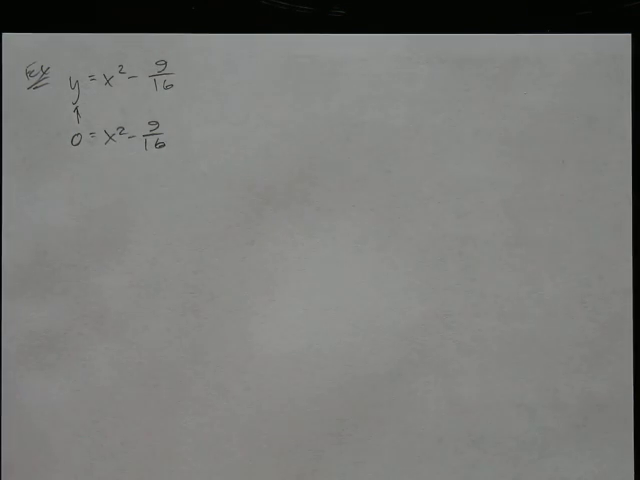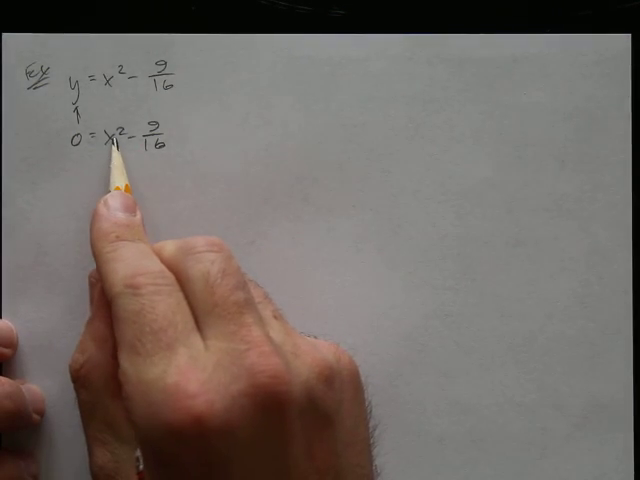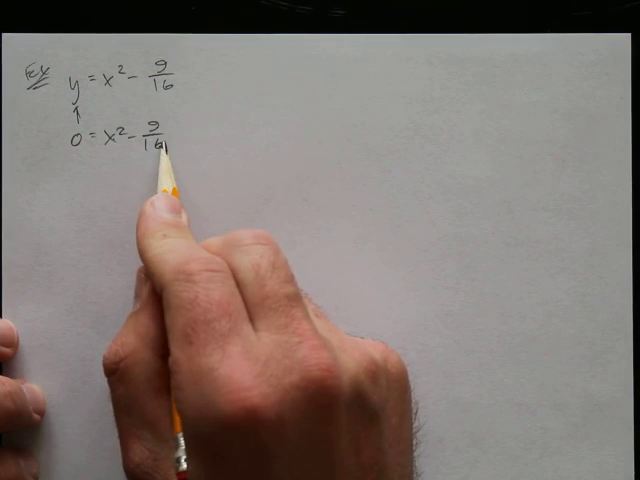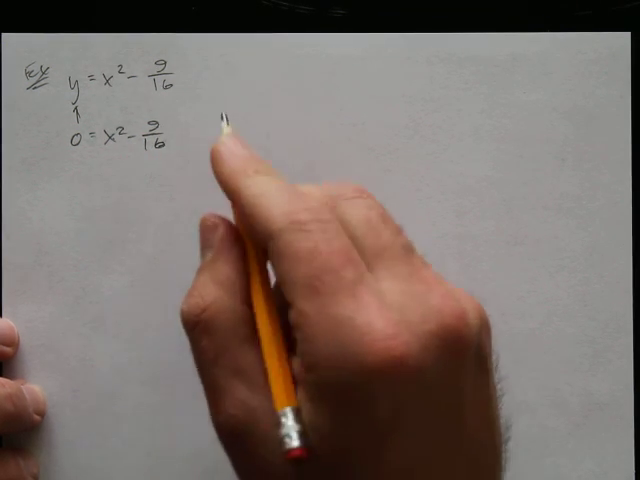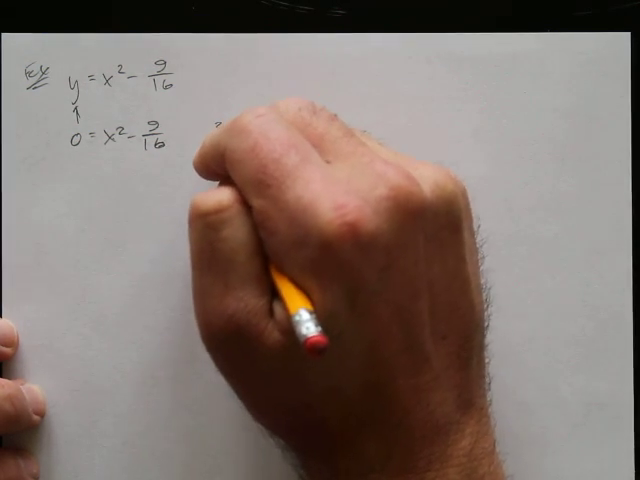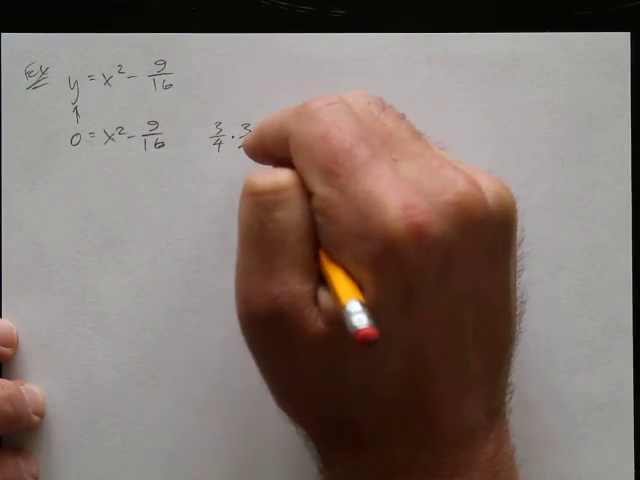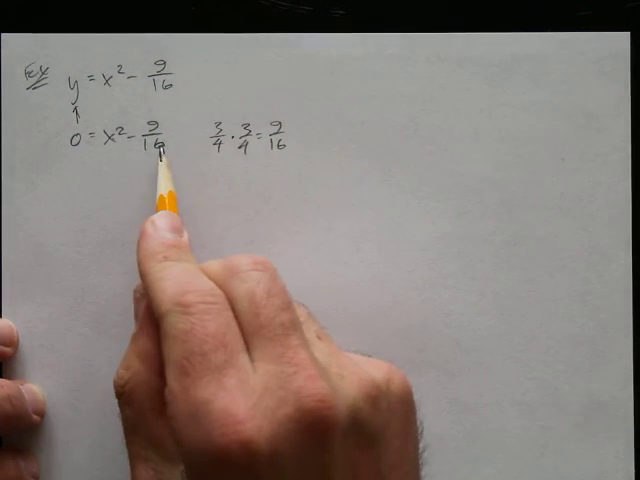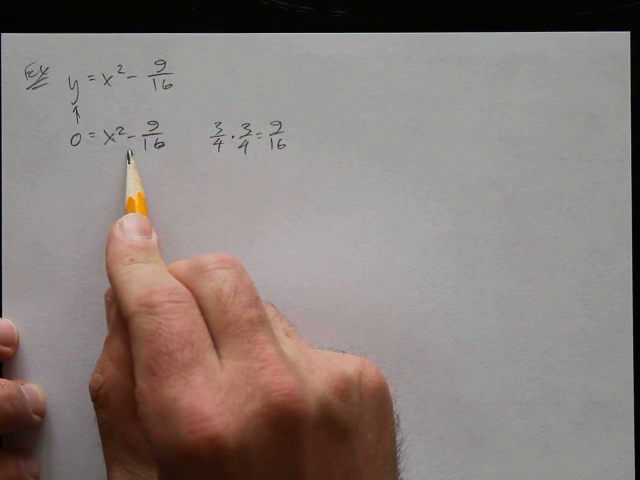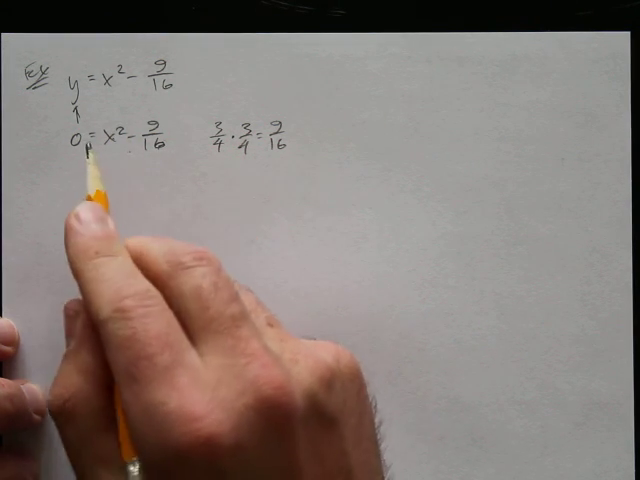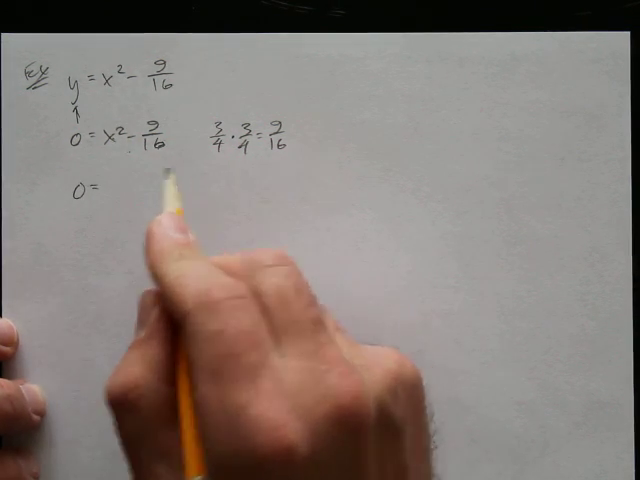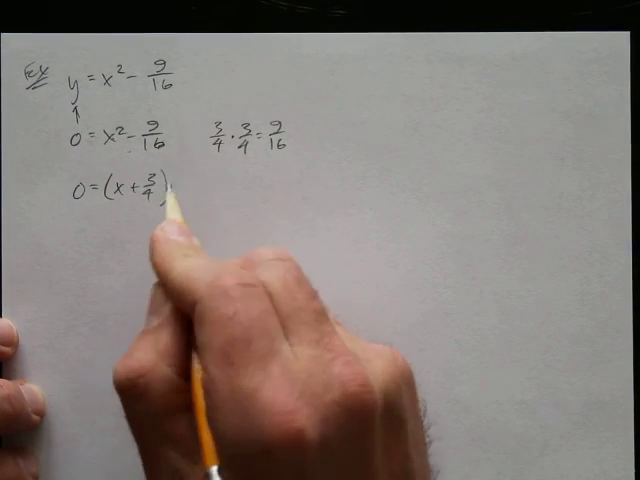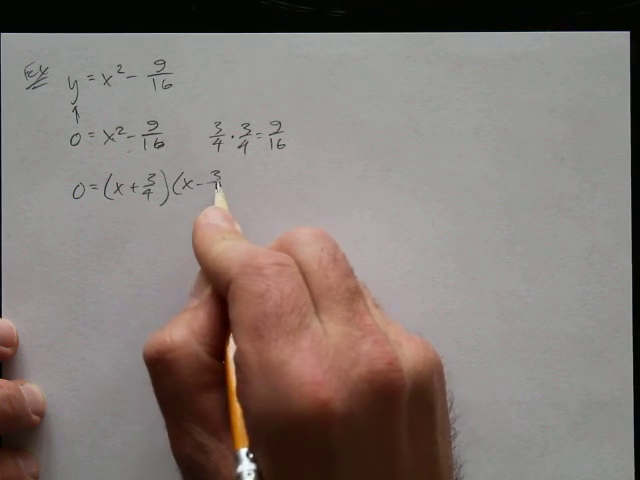So I've got a perfect square here, x squared, and I've got a perfect square here, 9 over 16. You might not notice that this is a perfect square, but let me show you. 3/4 times 3/4 equals 9/16. So 3/4 squared is 9/16. And then I have a minus here, so that means I can factor this, the difference of squares. 0 equals x plus 3/4 times x minus 3/4.